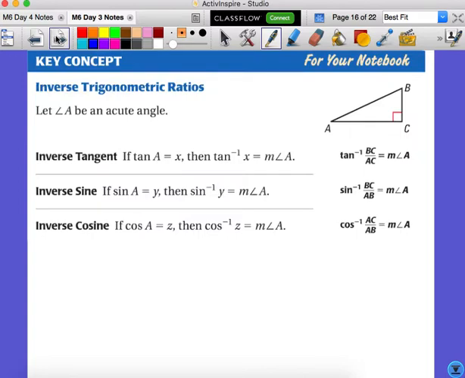So with that, we're going to introduce now a concept called inverse trigonometry. So inverse trig is going to be used to find an angle measure. Up to this point, we've used sine, cosine, and tangent to find a missing side length. Now we're going to use inverse trig functions, or inverse sine, inverse cosine, and inverse tangent to solve for a missing angle.